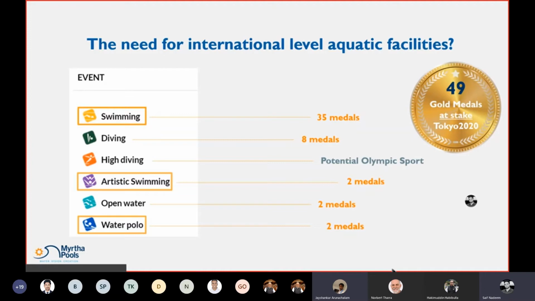So our presentation is also aligned largely on swimming today, considering the amount of gold medals which are at stake here. So if you look at.